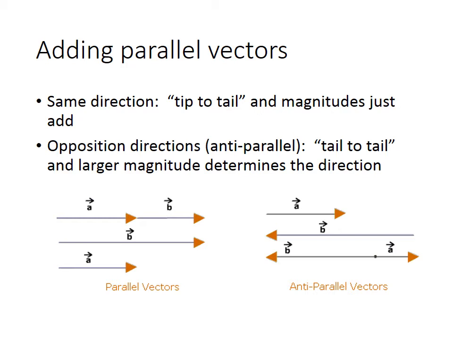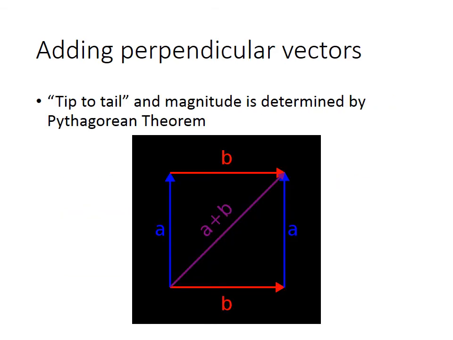So this would be the same as subtracting parallel vectors. We would put them tail to tail, and then the larger magnitude determines the direction. So in this case, the one shown, you take the value of B minus the value of A. And because B was the longer one, the direction is going to be in B, but it's the magnitude of B minus the magnitude of A. Again, this picture is not quite to scale.